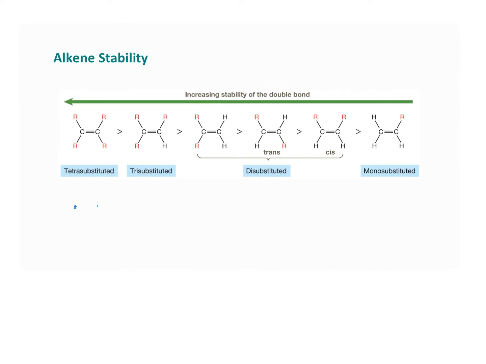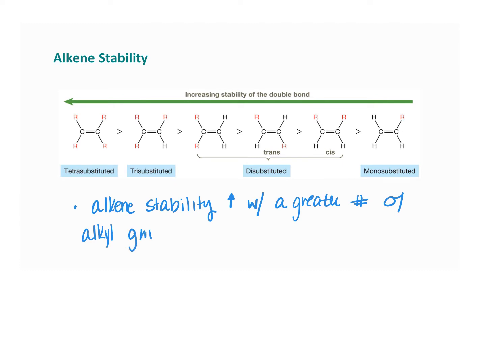And the first trend is that alkene stability increases with a greater number of alkyl groups attached to the carbon-carbon double bond. And so we say that's an increasing degree of alkyl substitution, right? But notice that this is going to be the most stable here with the 4 alkyl groups, and then this is the least stable here with just 1 alkyl group.